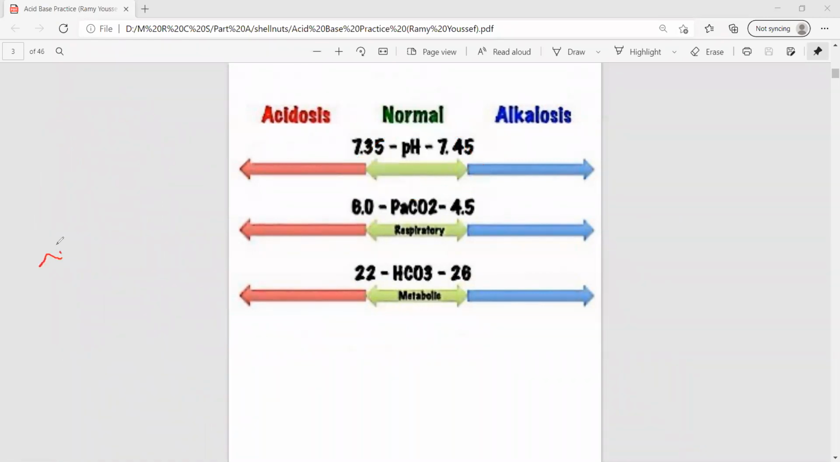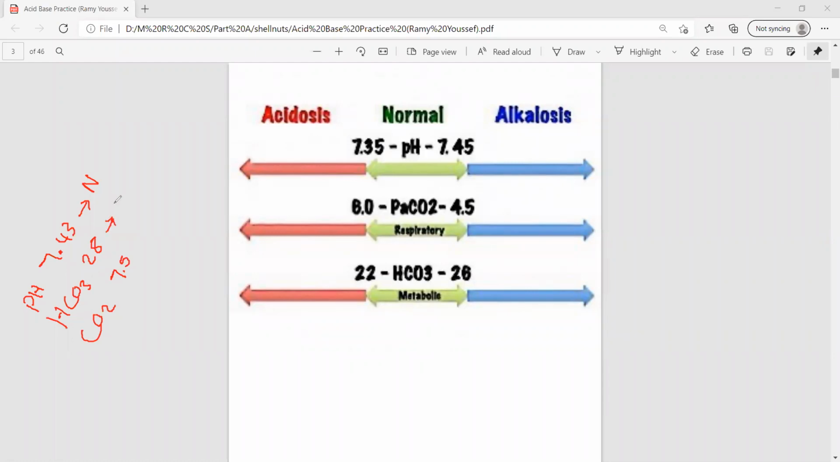I have a pH of 7.34, and I have HCO3 the same, 28, and I have CO2 of 7. What is this? Alkalosis. Normal. pH here is normal. Okay. Agree? Yes.